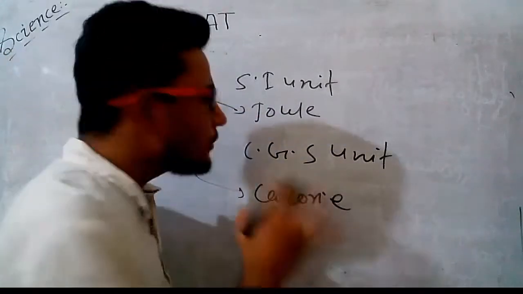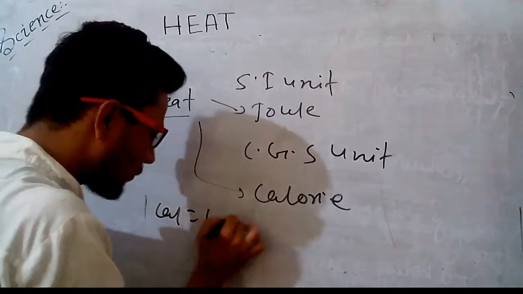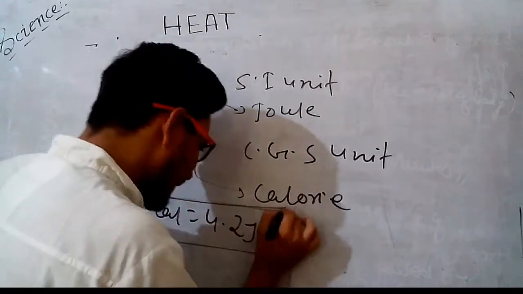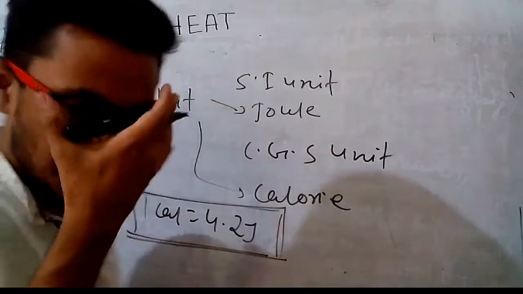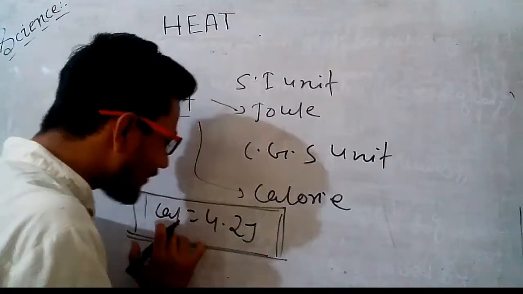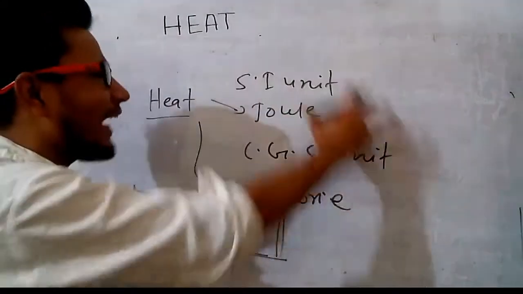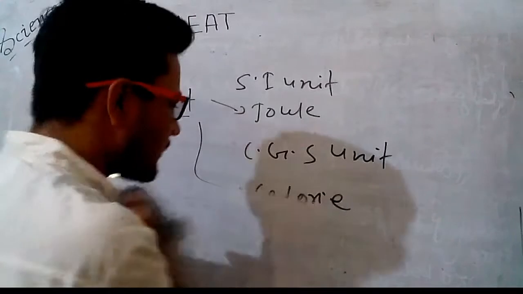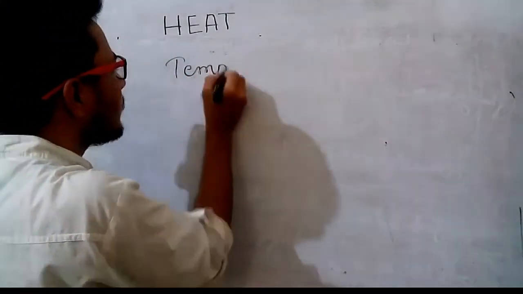So there is a relation between the joule and the calorie. 1 calorie is equal to 4.2 joule, and this is experimentally derived. This is very important for your numerical questions: 1 calorie equals 4.2 joule. So this is all about heat energy. And now let's talk about temperature, the second topic.